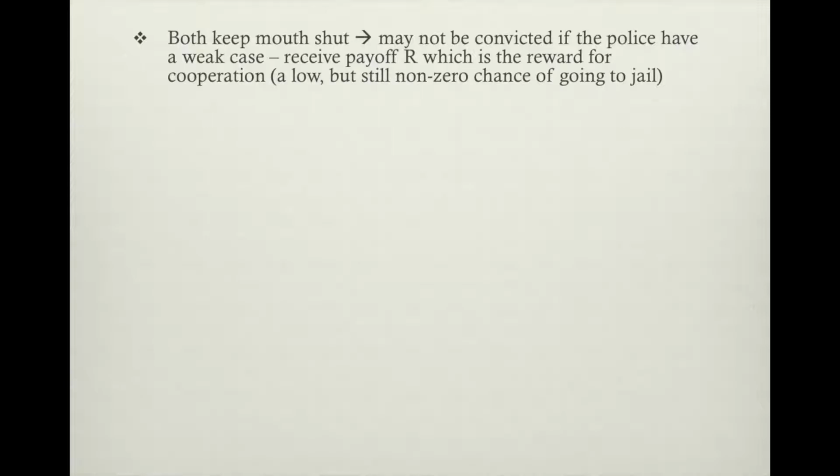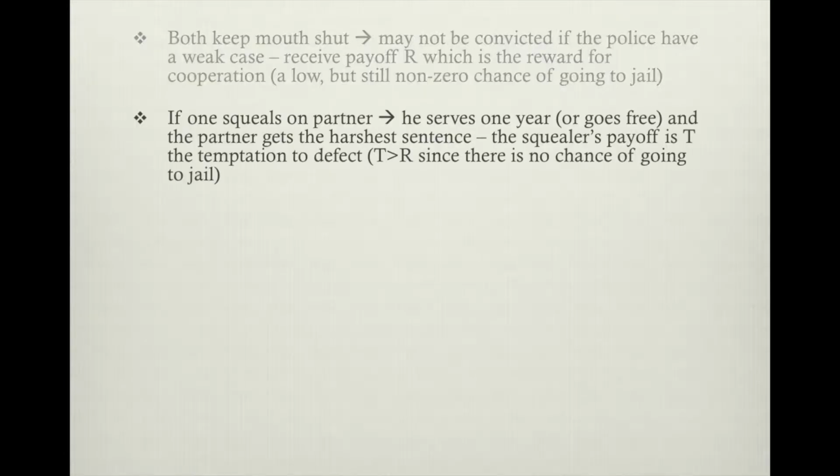The first, both can keep their mouth shut. They're both cooperating. They may not be convicted if the police have a weak case. They're going to receive the payoff R, which is the reward for cooperation. This is a low but still non-zero chance of going to jail. So they may not be able to be implicated on the most extreme charges, but they're going to get some jail time because the charges will be weak enough that they are able to be prosecuted for.